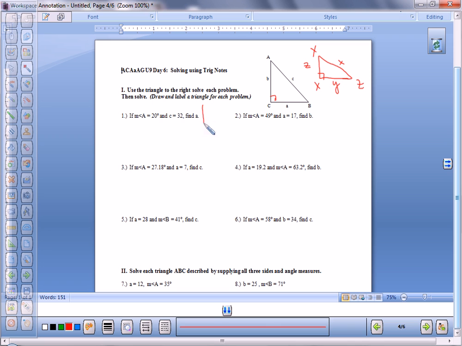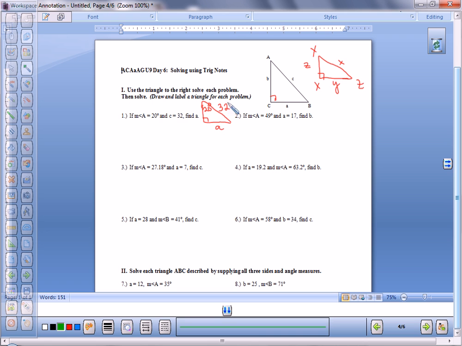So let's sketch it. All right, they gave us the measure of angle A as 20 degrees, so that's what I'll put, 20 degrees. And they gave us that side C is 32. And they asked us to find the side A. So the first thing you always do is sketch the picture. Okay. Then I need you to think about what we did yesterday.